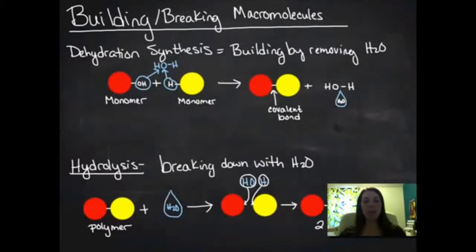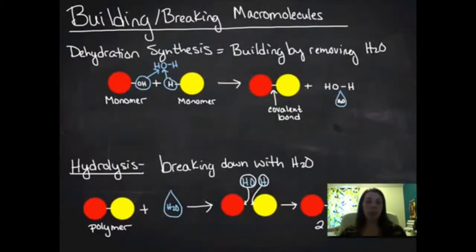Now this happens over and over and over again. I could be talking about adding 2 monomers together, and then individually adding another 50 monomers, so I could have a chain of 51. Or I could be breaking down the whole chain. And these are the basic chemical reactions that we're going to be talking about throughout the entire school year.